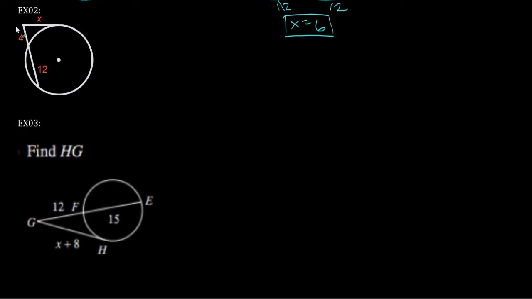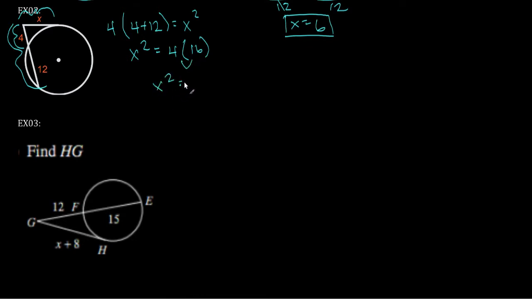Alright, so once again, let's try. So 4 times 12 should be the same as x times x. So, not 4 times 12, 4 times the whole length. So 4 times 4 plus 12 should give you x squared. I'm going to flip it. X squared equals 4 times 16. X squared equals 4 times 16 is 64.